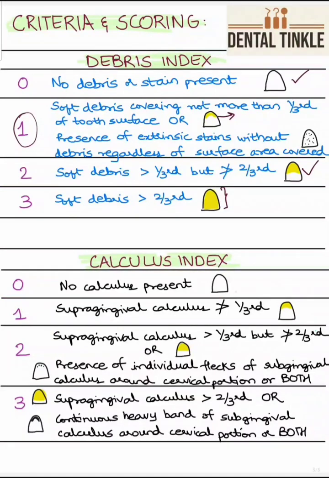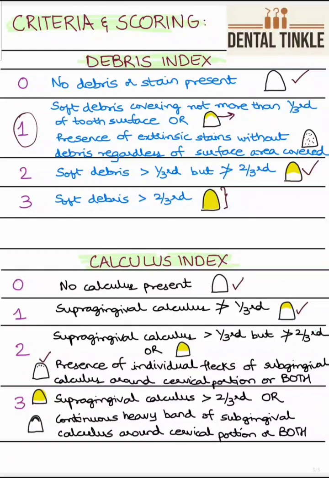Score 0 is given if no calculus is present on the tooth surface. Score 1 is given if the supragingival calculus is covering not more than 1/3 of the tooth surface. And score 2 is given if the supragingival calculus is covering greater than 1/3 of the tooth surface but not greater than 2/3 of the tooth surface. Or even if there are any individual flecks of the subgingival calculus, then also the score is 2.